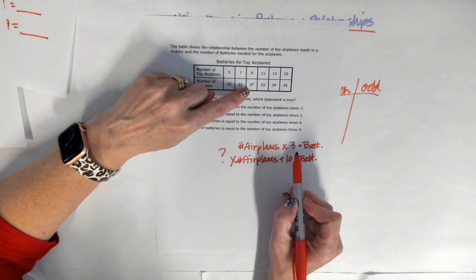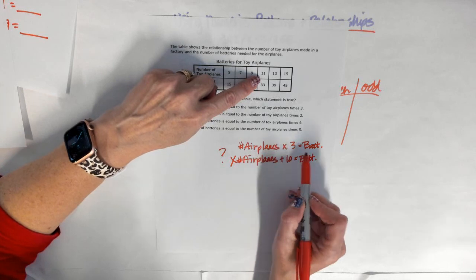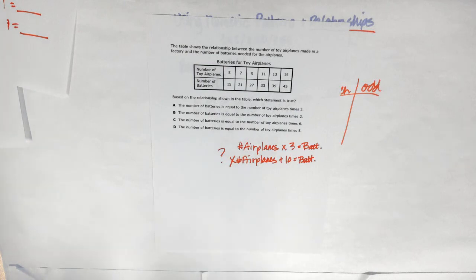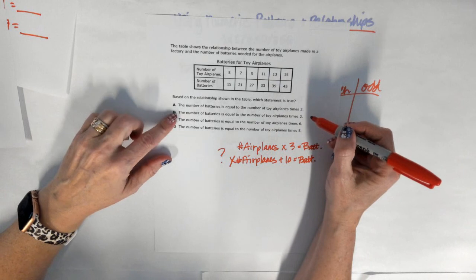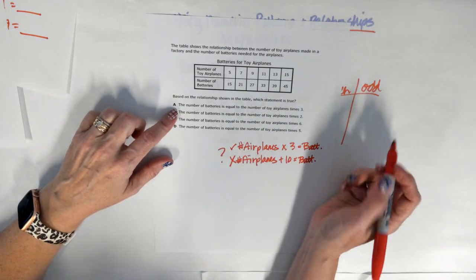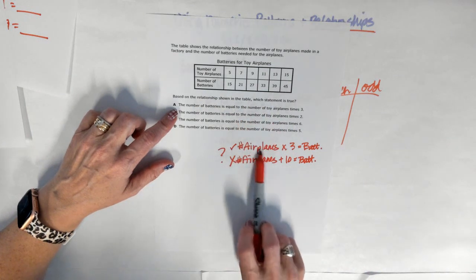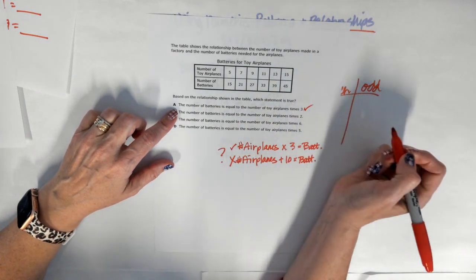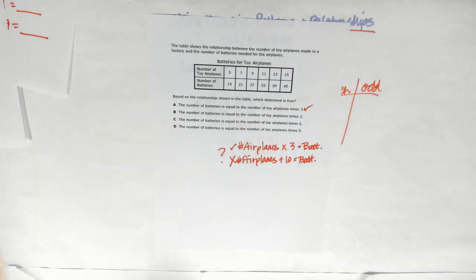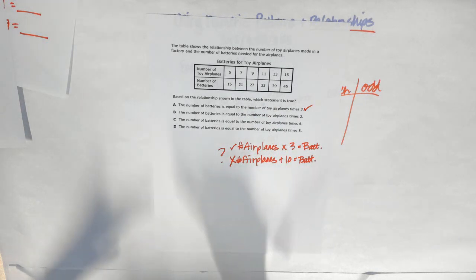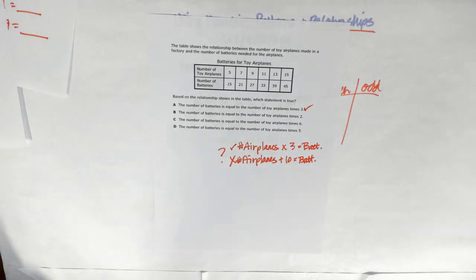Is 9 times 3 27? Yes. Is 11 times 3 33? Yes. And I check all of the table. Every time we have to teach kids, we check the whole table. Then I can go down and see what answer choice makes sense for what I've said the rule is. And we can find that the number of batteries is equal to toy airplanes times 3. And we can see that it's right there. We want them to test out the rule, figure out what the rule is, then test it out for the whole table. Okay, please let me know if you have questions on this unit and the standards in it.